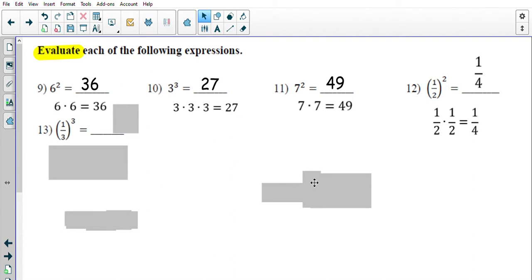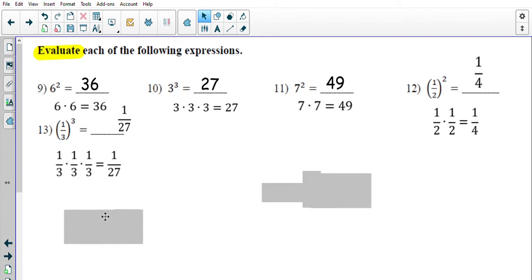By the way, you can take the numerator, which is 1 to the second power, and your denominator, which is 2 to the second power, separately, and put them together into a fraction. It also works. So if I have 1 over 3 to the third power, you could do 1 to the third over 3 to the third, which is 1 over 27, or you could multiply it out. 1 over 3 times 1 over 3 times 1 over 3. 1 times 1 times 1 is 1. 3 times 3 times 3, we already saw in number 10, is 27.